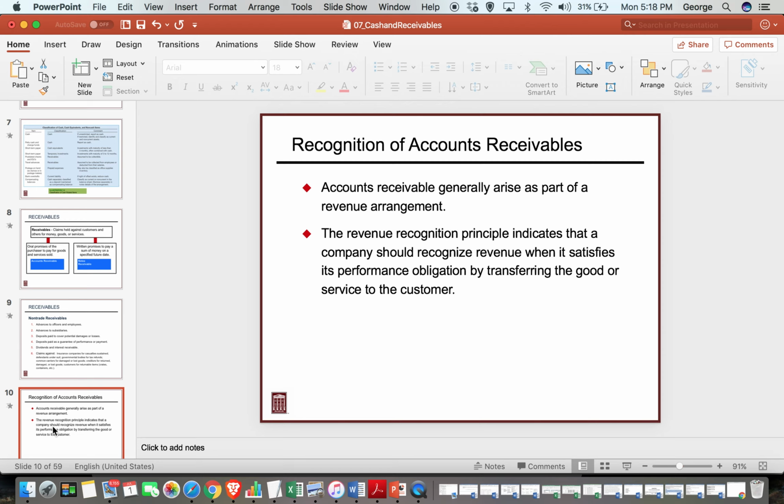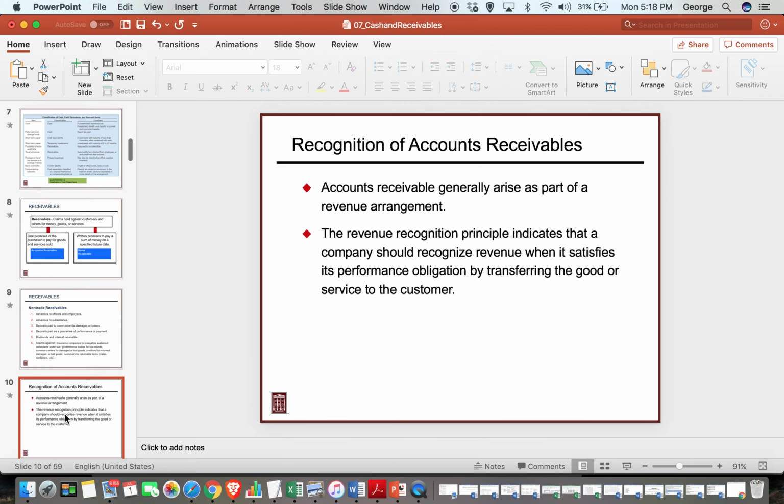All right, recognition of accounts receivable. Generally, as part of revenue, right? We sell a product, they promise to pay 30 days later. Revenue recognition principle indicates that a company should recognize revenue when it satisfies its performance obligation by transferring the good or service to the customer. So if there's an exchange that's taken place, we've sent goods or services to the customer, they have promised to pay, that's the exchange.